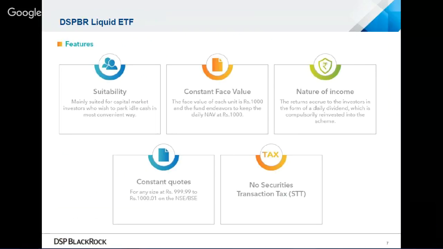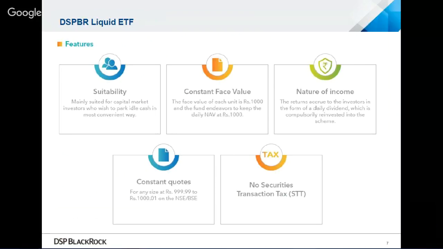On the exchange, if you are going to buy, you will see quotes between 999.99 and 1,000.01, and volume will not be an issue. You can buy and sell as many units as possible, because we have an authorized participant at any given point of time to absorb the units or supply the units. Now, since the NAV is fixed at 1,000, any returns that you get will be in the form of daily dividend reinvestment. So the returns are in the form of units that will be credited to your account once in 15 days. Now, you will accrue the returns on a daily basis.